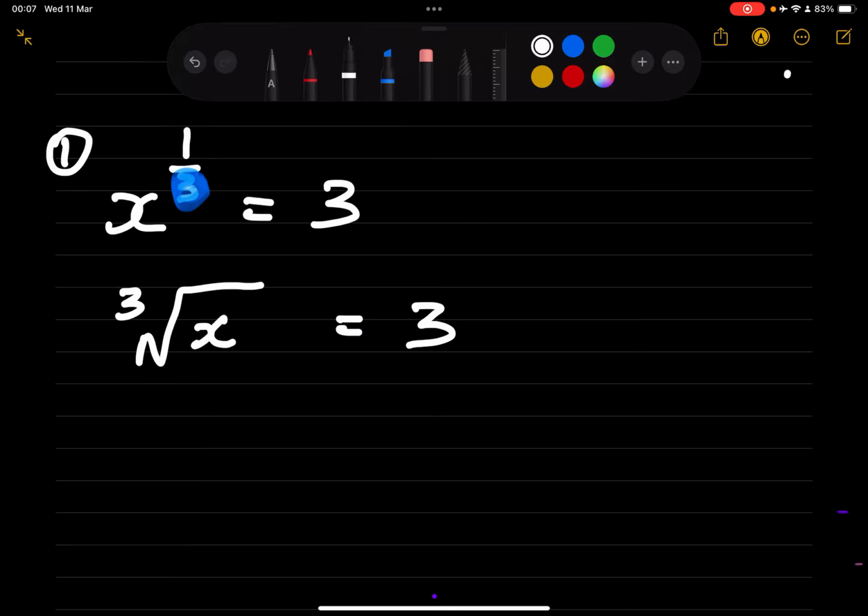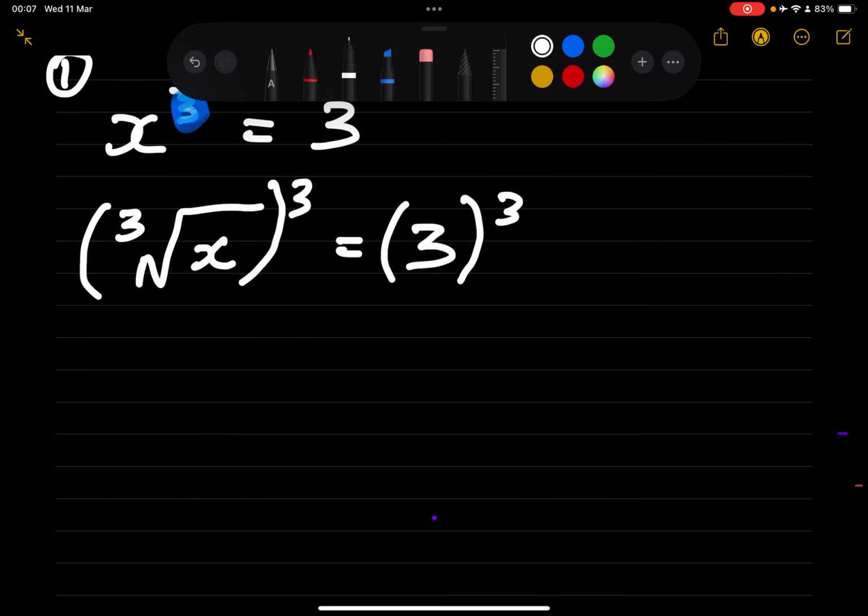Now, how do we remove a cube root? We remove a cube root by cubing both sides. So we cube both sides to remove the cube root. And then on the left, we have x. On the right, we have 27. And that is it for question 1.